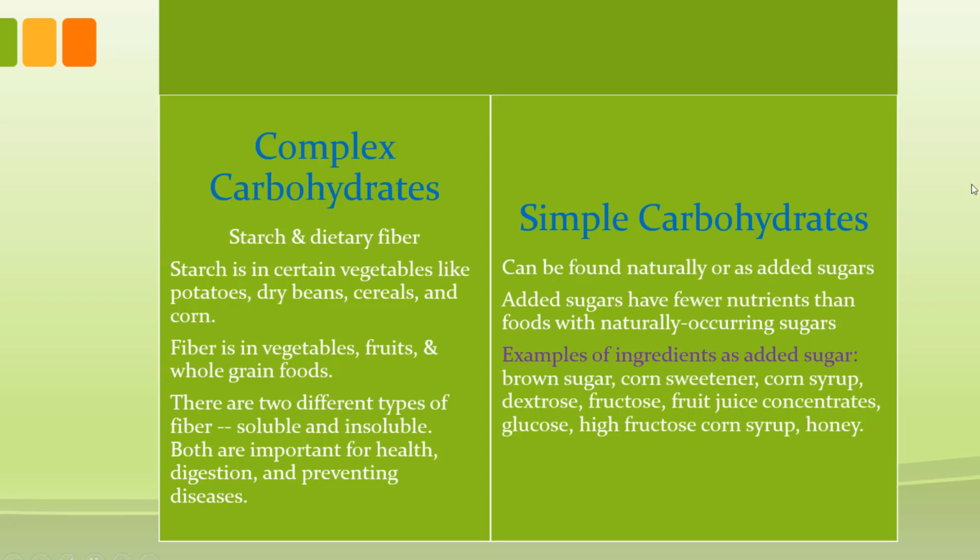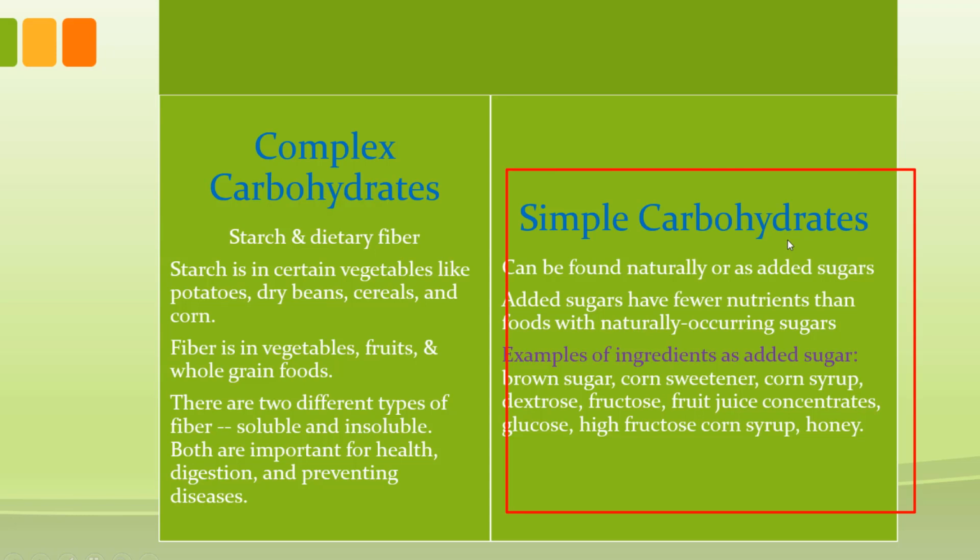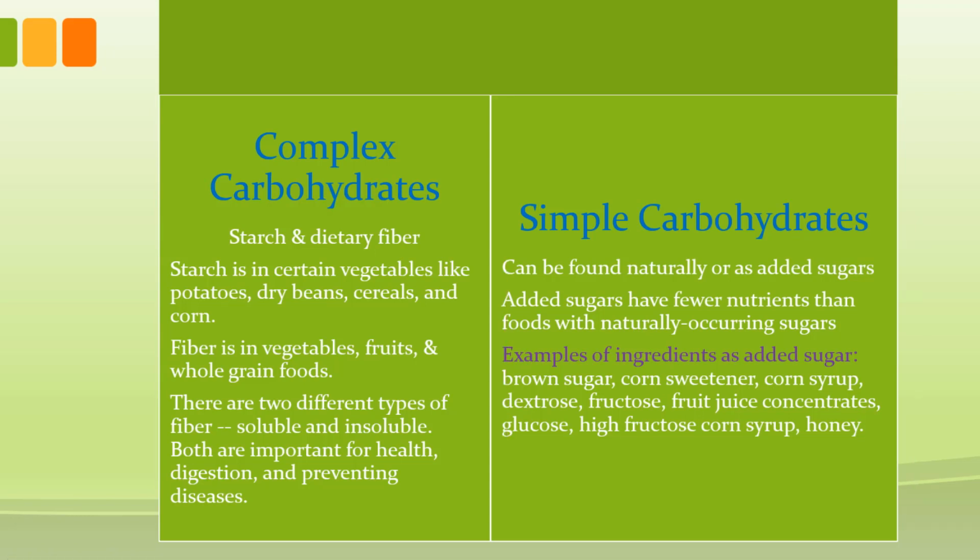On the other hand, you have simple carbohydrates, which can be found naturally or in added sugars. Added sugars have fewer nutrients than foods with naturally occurring sugars. Examples of added sugar ingredients are brown sugar, corn sweeteners, corn syrup, dextrose, fructose, fruit juice concentrates, glucose, and high fructose corn syrup. Honey is about 50-50. It's 50% fructose and 50% glucose.